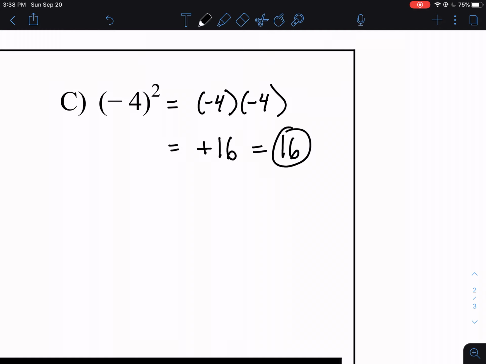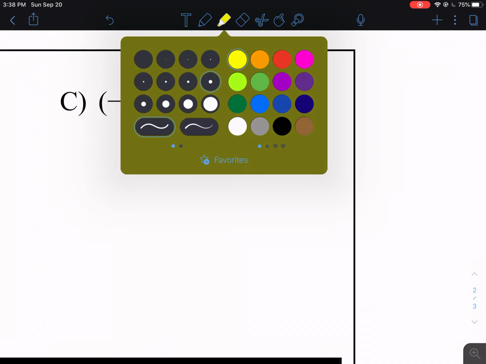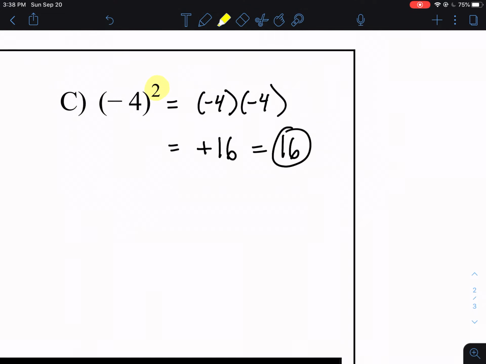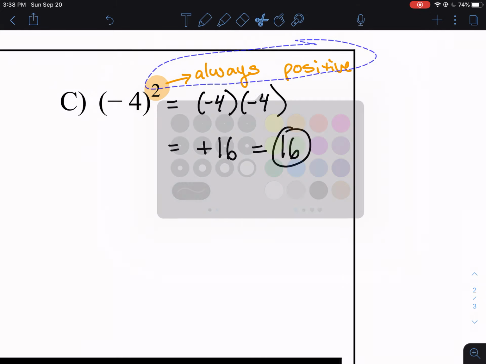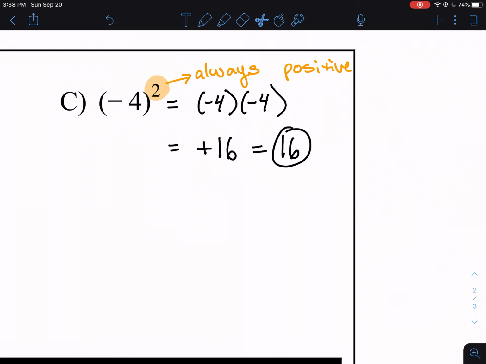Also, pro tip. If you ever see anything squared, squares are always positive. Oh, that's really hard to read, isn't it? Always positive. So guys, be like perfect squares. Not that you have to be perfect, but you should be positive.